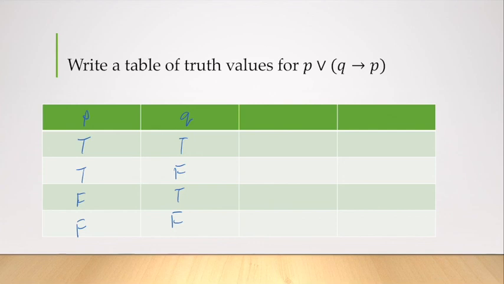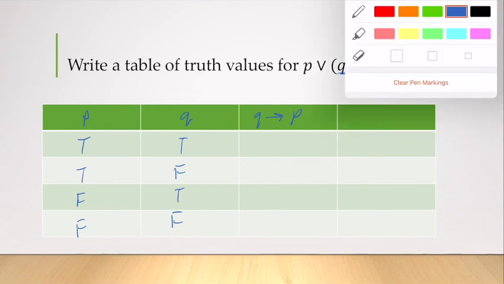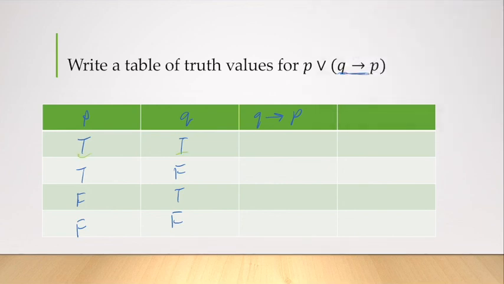First thing I'm going to look at is in parentheses here, I've got Q implies P. This is only false if true implies false, so let's take a look. Here I have true implies true, which is true. Here I have false implies true, which is, I still want that to look like a T though, which is true. I have true implies false, which is false, and false implies false, which is true.